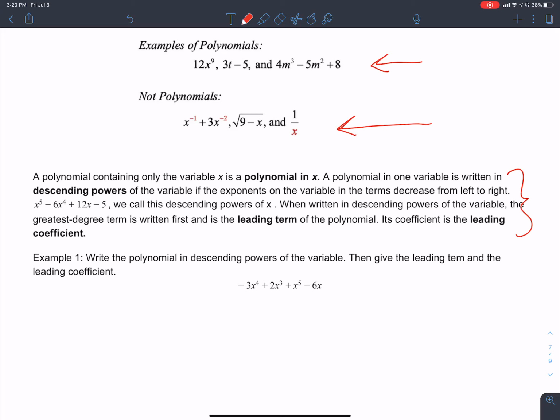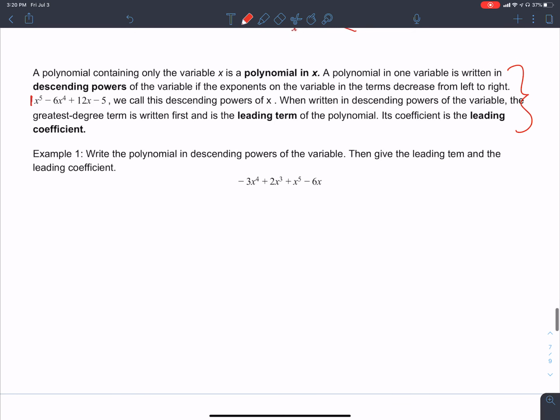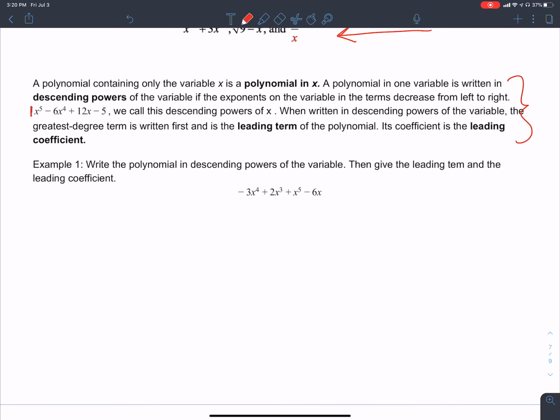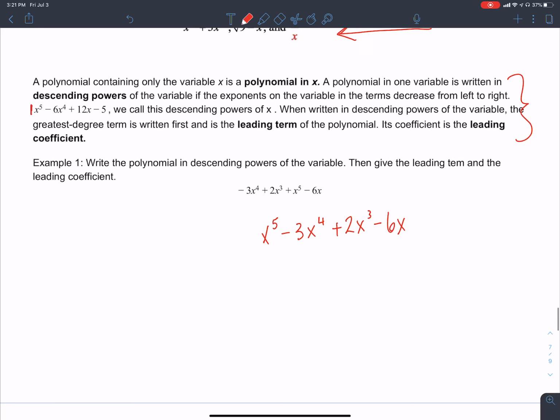So if you look here, this is a fifth degree polynomial. So we say the degree is 5, okay? And the coefficient is the leading coefficient. So this leading coefficient would be 1, all right? Okay, so let's do an example here. We just want to write this in descending powers. So we get x to the 5th minus 3x to the 4th plus 2x to the 3rd minus 6x. Okay, so that's just writing in descending order.